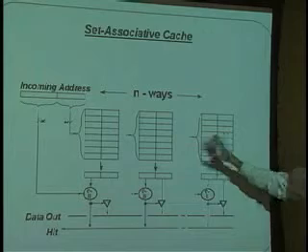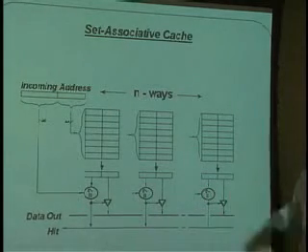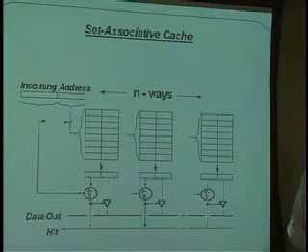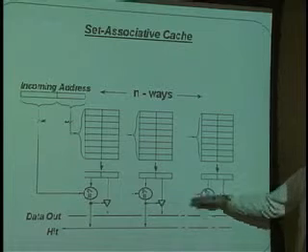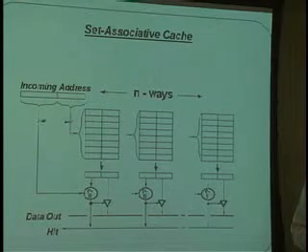We have n different ways. We have n comparators running in parallel with each other. The constraint determines which row we're going to choose. We run the n comparators at the same time, and if any of them hit, then the data goes out and says that everything's good. We've got it in the cache.